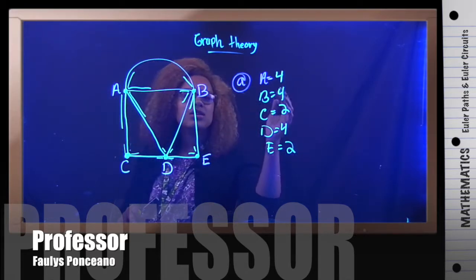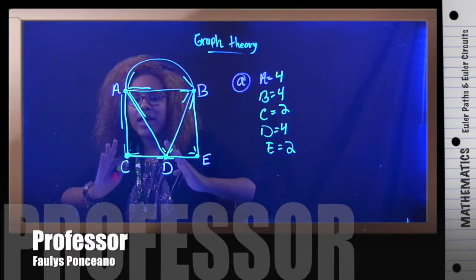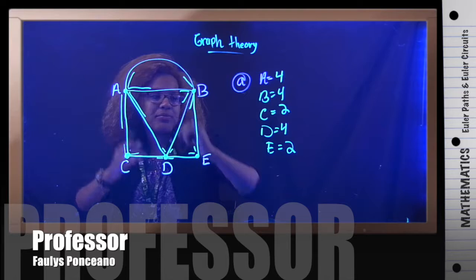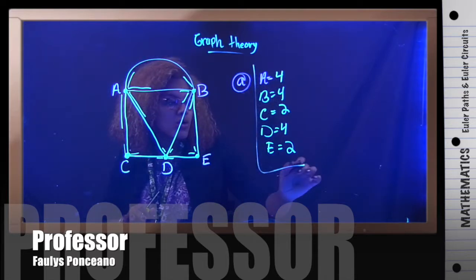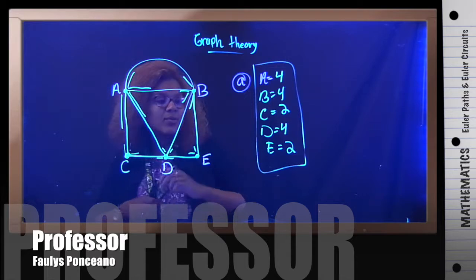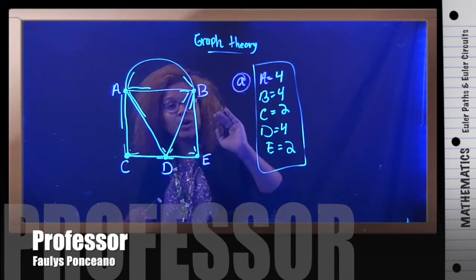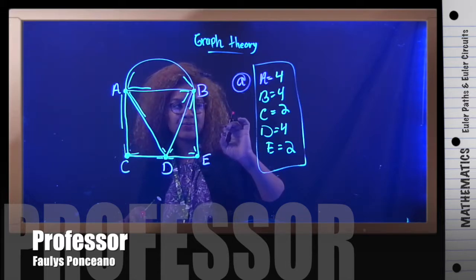Now if you look, each vertex has 4 edges. So 4 paths that end in A, right? And all our vertices are even. So what that says is that when you have even vertices, you have at least one Euler circuit. Okay?